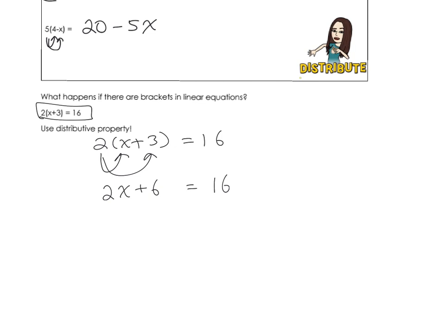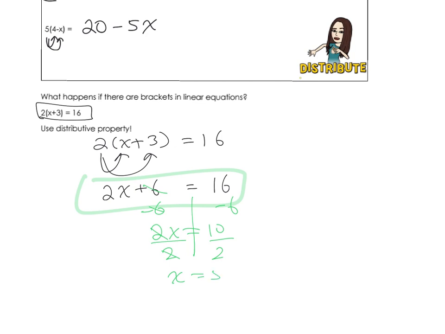Now it's in a form that we're used to. We saw this form last week and the week before, and we just solve using the same steps. We're going to isolate for x by taking away the 6 on both sides. 2x is equal to 10. And we're going to divide by 2 on both sides. x is equal to 5.